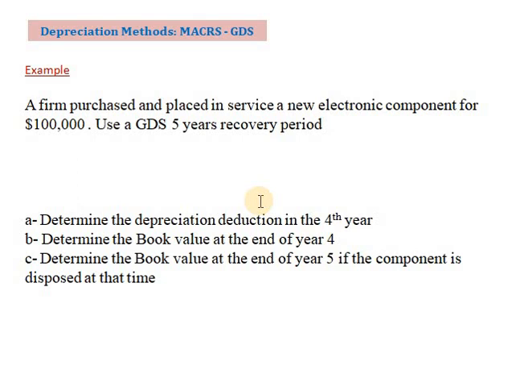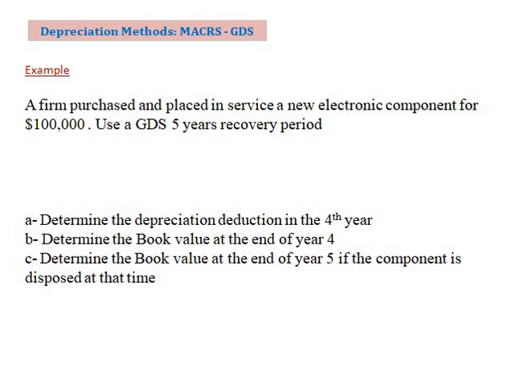Here we have a firm that purchased and placed in service a new electronic component for $100,000. Okay, so this electronic component has the GDS 5 years recovery period. So I will have to tell you under which period it lies. So here it lies under the 5 years. We need to determine the depreciation deduction in year 4, the book value at the end of year 4, and the book value at the end of year 5 if the component is disposed of. Okay, so here I have to apply the rule that we have mentioned.